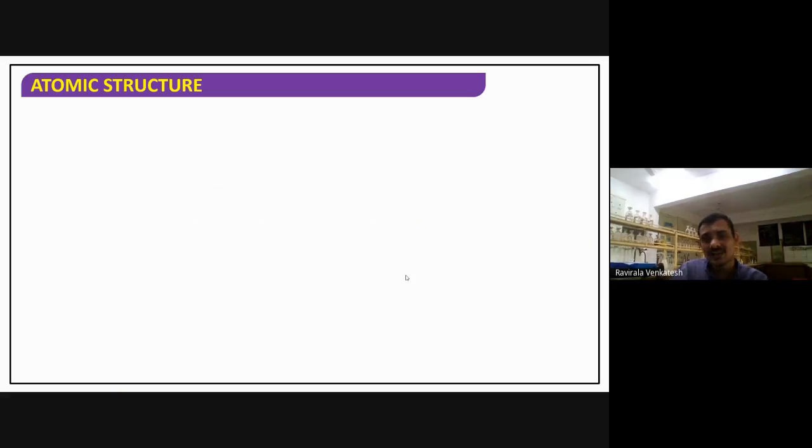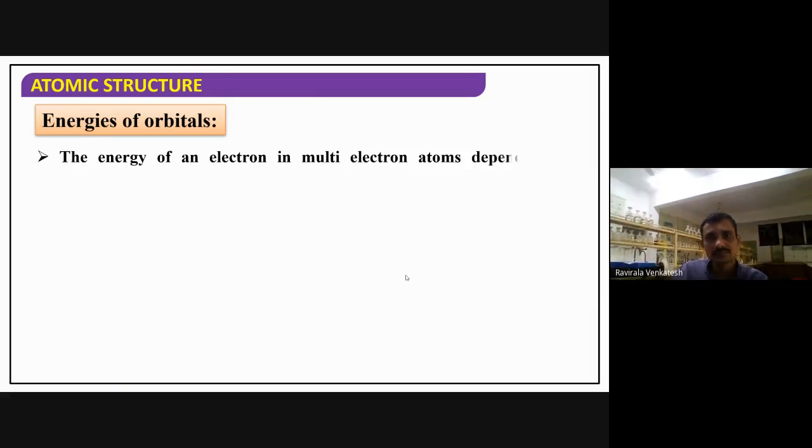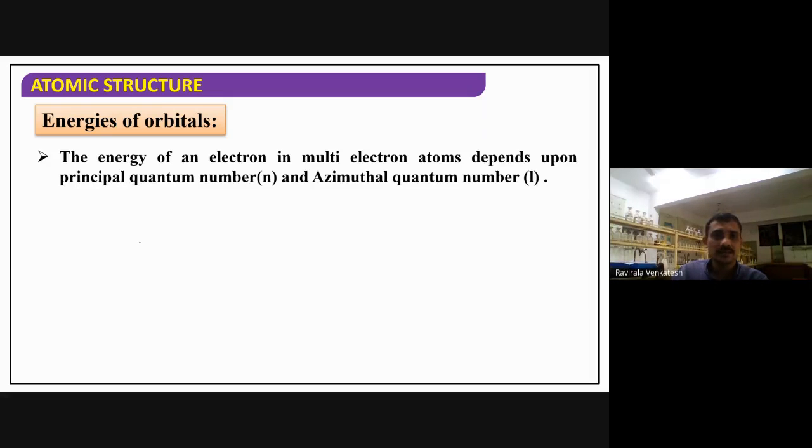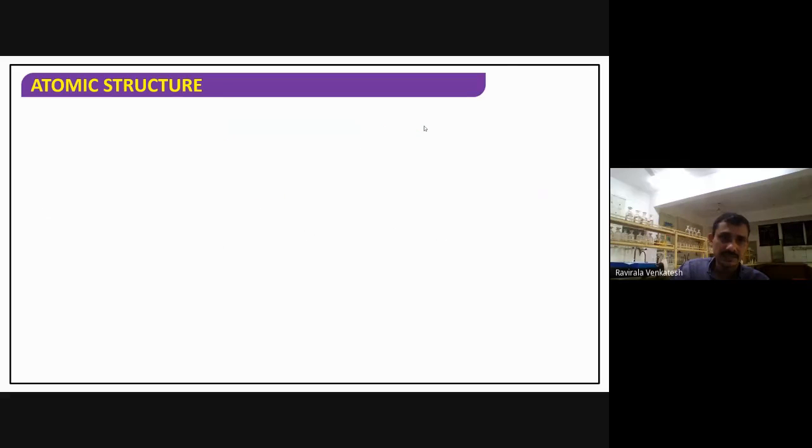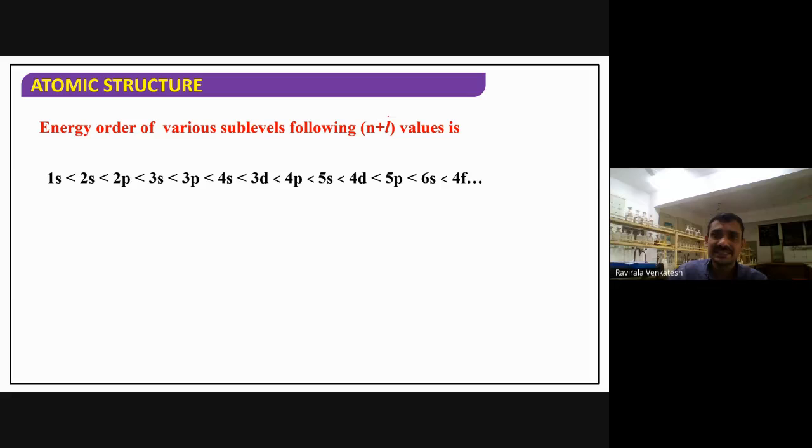Now, let me see the energies of orbitals. The energy of an electron depends upon the principal quantum number n and also the azimuthal quantum number l. So to calculate the energy of any orbital, it depends upon n and l values. For a multi-electron system, that means having more than one electron, there are attraction forces between the nucleus and electrons, and repulsion forces between electrons, which also influence the energy. Now we have to use the n plus l formula.